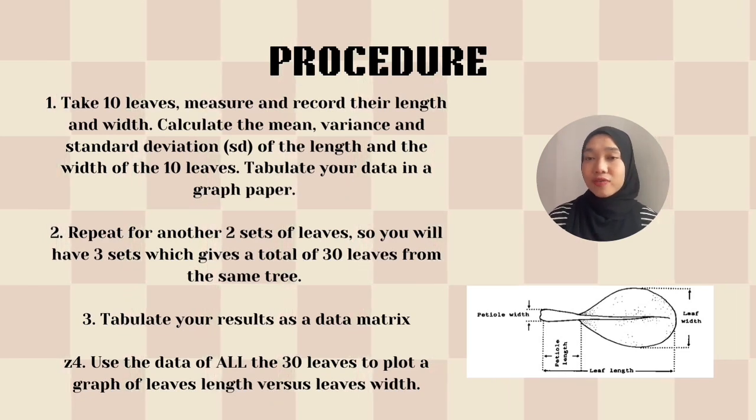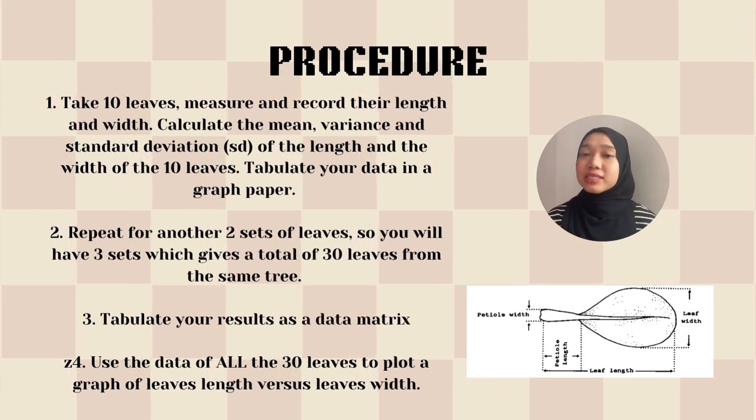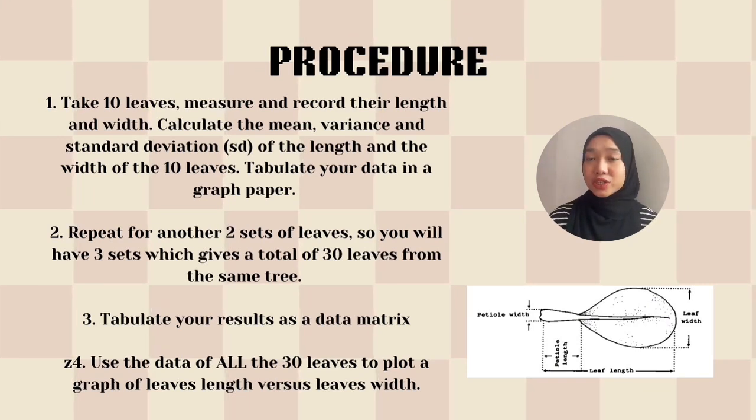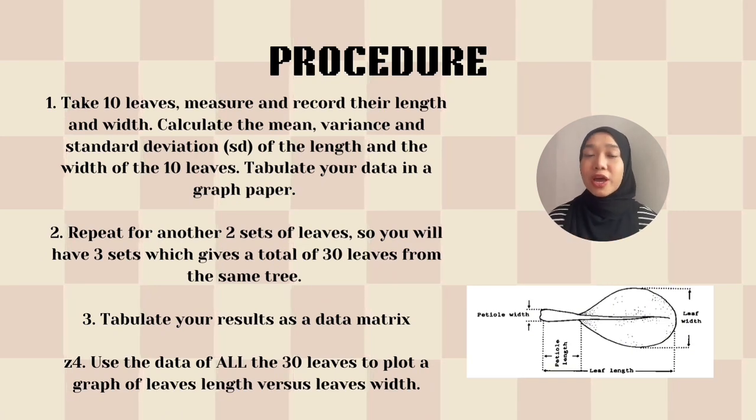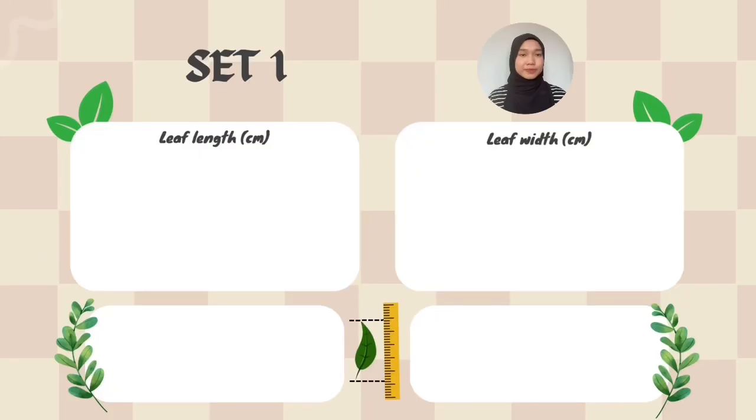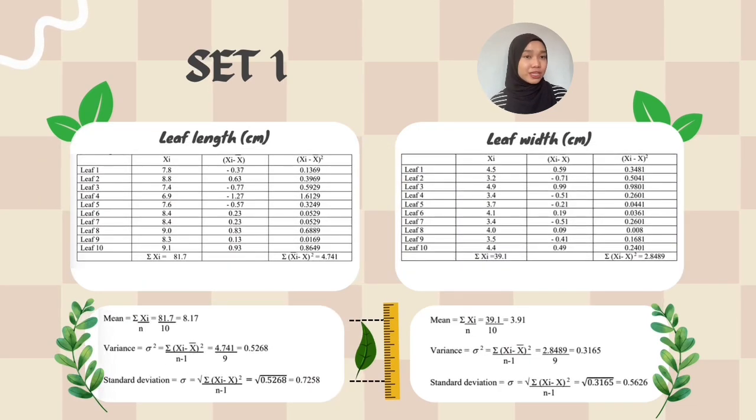For each set of leaves, we calculated the mean, variance and standard deviation of their length and width. We repeated this process for 3 sets, which gave us data for 30 leaves in total. Lastly, using the data from all 30 leaves, we plotted a graph of leaf length versus leaf width to observe the relationship between these two variables. So here's the data that we got for Practical 1.